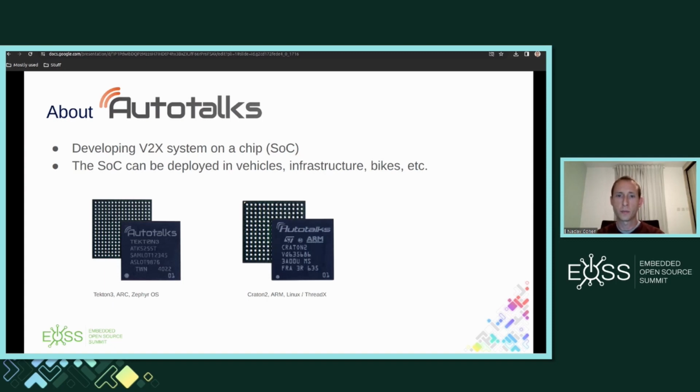Our SoC provides the very low access layer of the V2X stack. In some architectures, it also runs the V2X stack software itself up to the application layer.